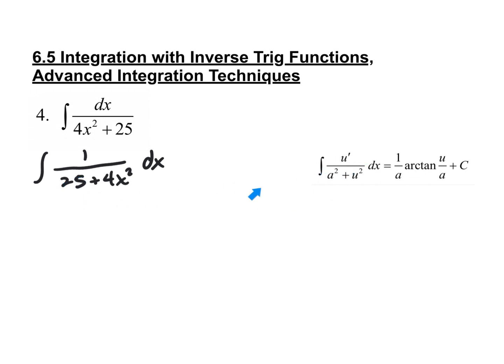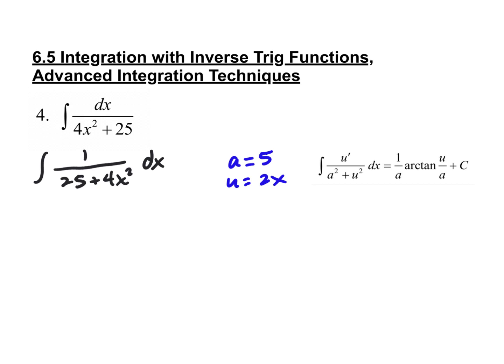All right, so I need to identify A, I need to identify U, because once I do, then I can just slap it into here. All right, so what is A here? 5. So this is A squared, so A is the square root of this. So this can happen even if this isn't a perfect square. Right? If this was 10, then A would just be the square root of 10. Obviously, 25 is a perfect square, so A is 5. What is U going to be here? 2x, right? The square root of this. So I like to write those down.